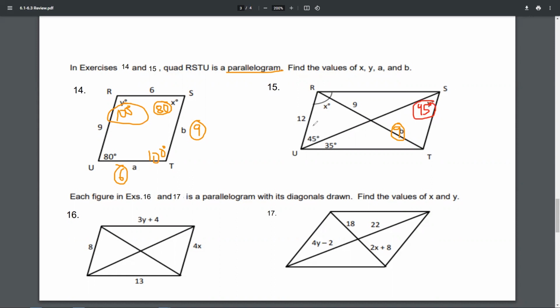Okay. And then here, this whole big angle, 45 plus 35 is 80. Right? 80 degrees. Okay, so that's going to be consecutive. Those are same side interior angles. So to find X, we have to do 180 minus 80, which is going to give us 100 degrees. And there's no A on this one. X is 100, Y is 45, and B is 9.